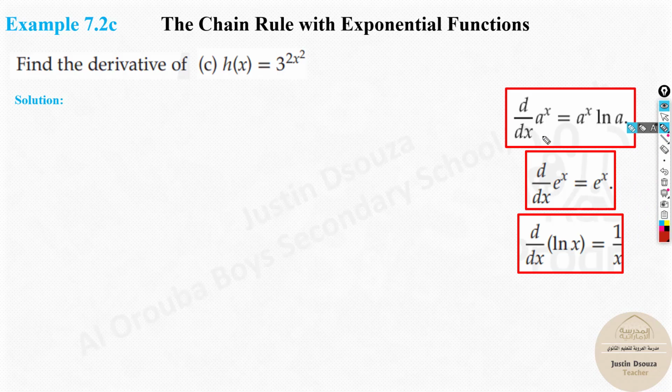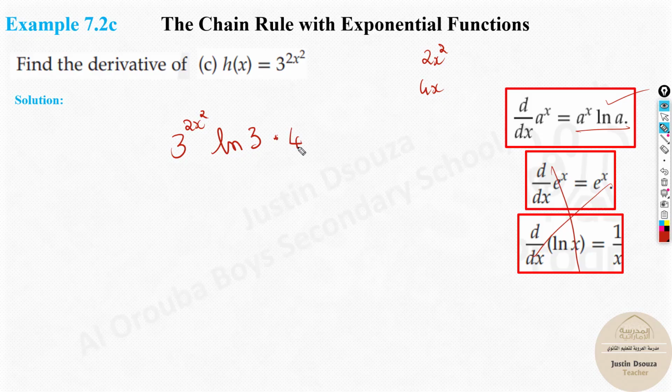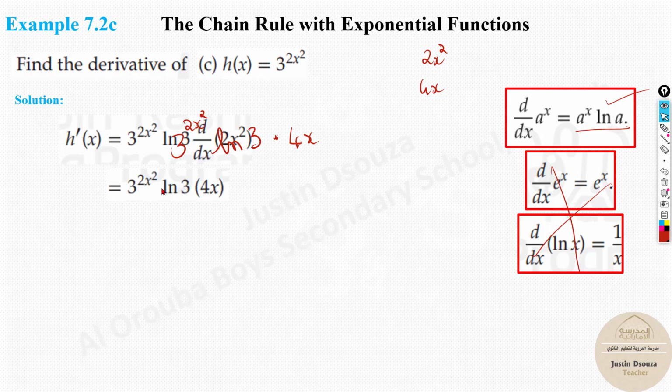Here, not these two. This is the one because it's a constant. Here what you do, let's write 3. See, a to the power x derivative: write the same term first as it is, 3 to the power 2x squared, times natural logarithm of the constant, which is 3. Now, don't forget the chain rule. Derivative of this: 2 comes down. What is the derivative of 2x squared? It is 4x. 2 comes down, we multiply with 2, it will be 4 and x. So 4x is multiplied. This is the answer. That's it. Isn't it easy?